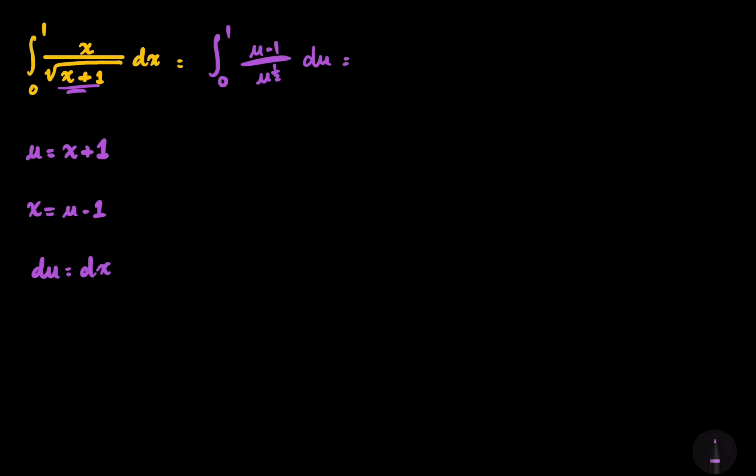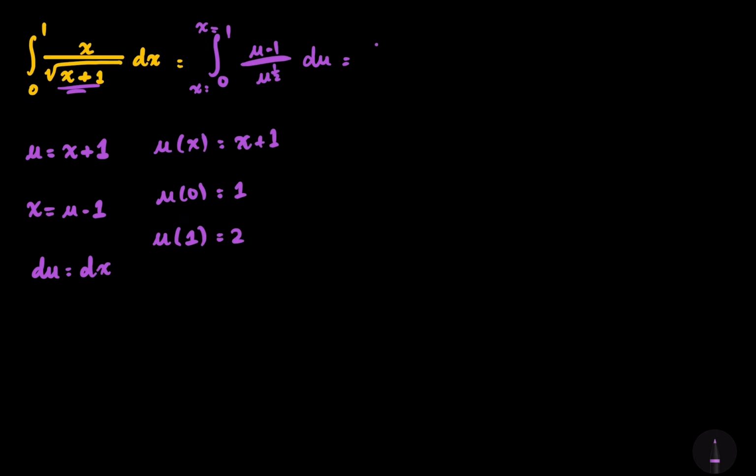But now we want to change the bounds of integration, because here we're saying x is equal to 0, here we're saying x is equal to 1. But let's see what happens to u when x is equal to 0. So we know that u is basically just a function of x, right? U of x is equal to x plus 1. Well, what is u of 0? What happens to u when x is equal to 0? Well, u is just 1. And same thing, what happens to u when x is equal to 1? Well, u is just 2.